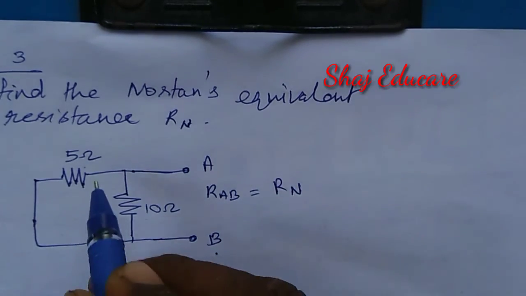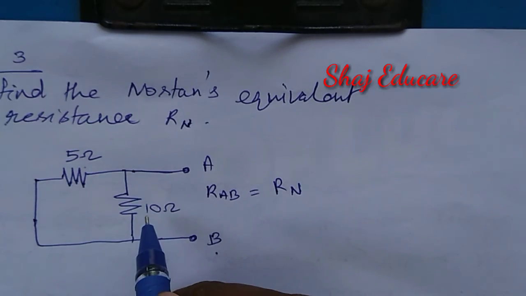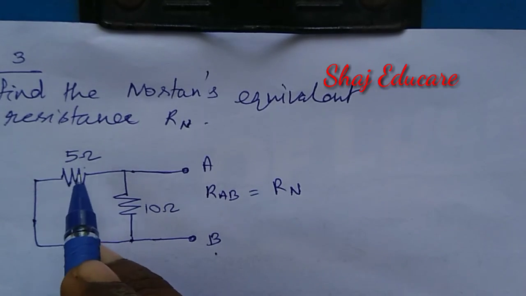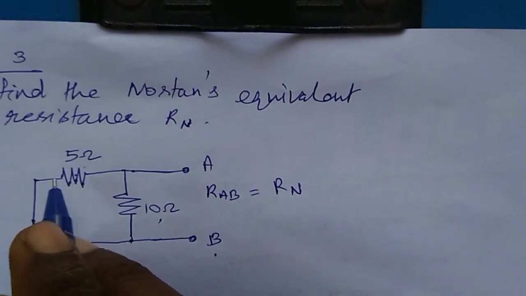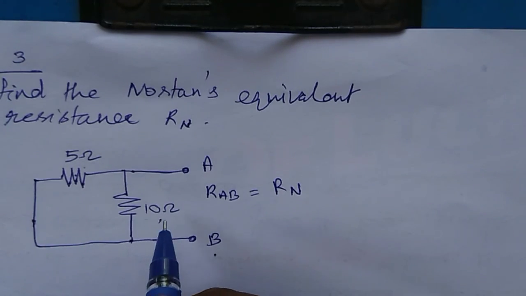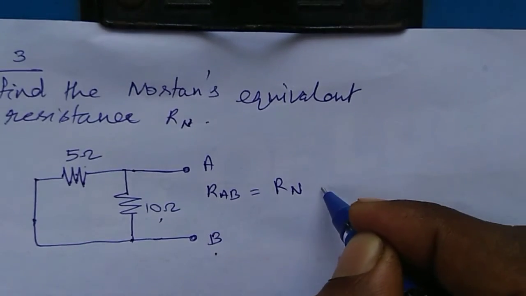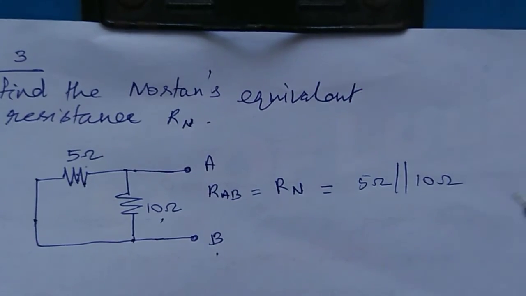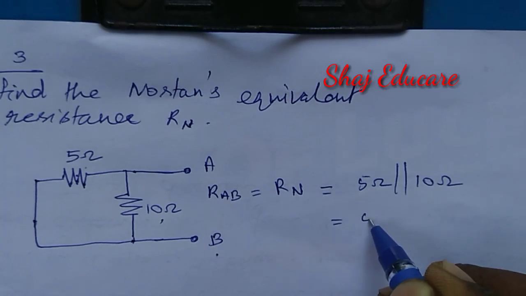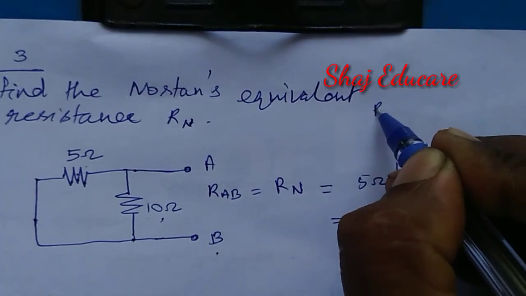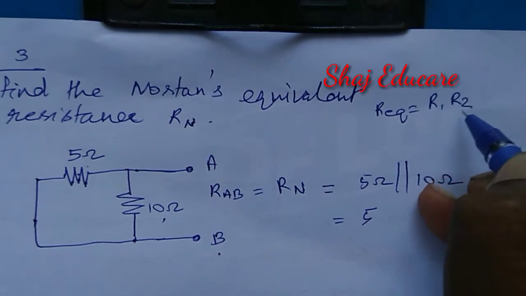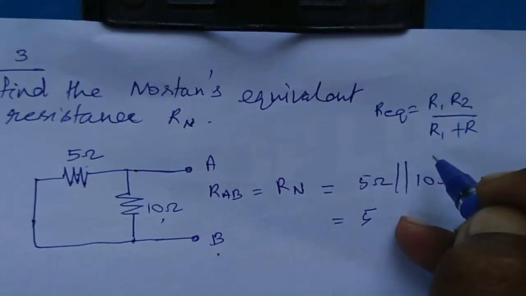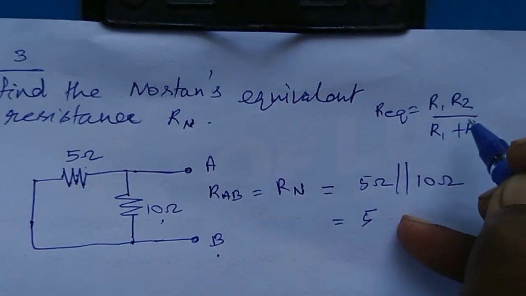What is RAB, or what is the relationship between 5 ohm and 10 ohm? If we look at this network, we can say that this 5 ohm and 10 ohm are parallel to each other. 5 ohm resistance is connected in parallel with 10 ohm resistance. Therefore, Rn will be equal to 5 ohm in parallel with 10 ohm. By using the formula R equivalent is equal to R1 R2 divided by R1 plus R2. This is a formula for a parallel circuit with resistances R1 and R2.